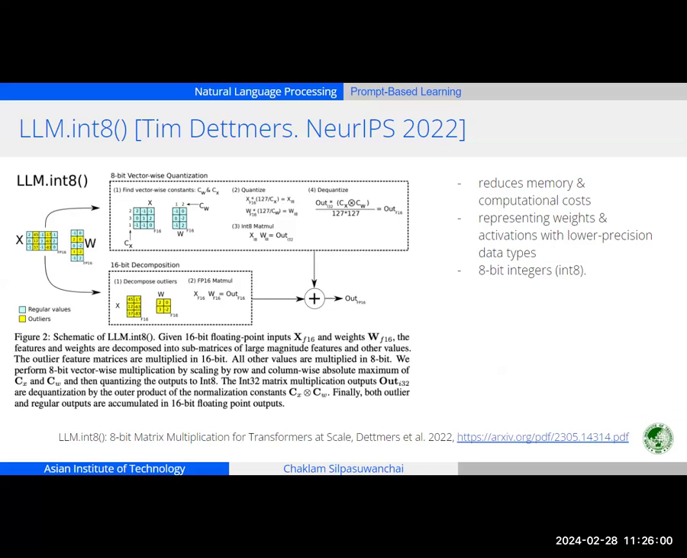But the thing that they try to do is to change the representation of the weights, or even the activations, to lower precision. As I said, you change 16 bits to 8 bits or 4 bits. In this paper they said that they try to use 8 bit instead. I will not talk about this technique much.